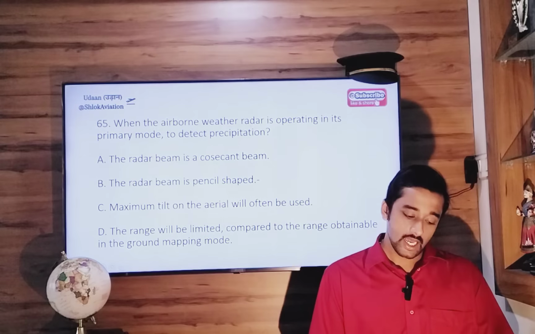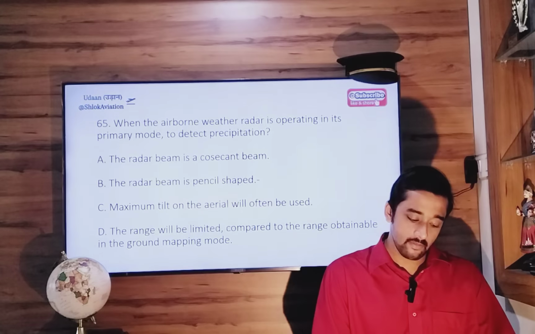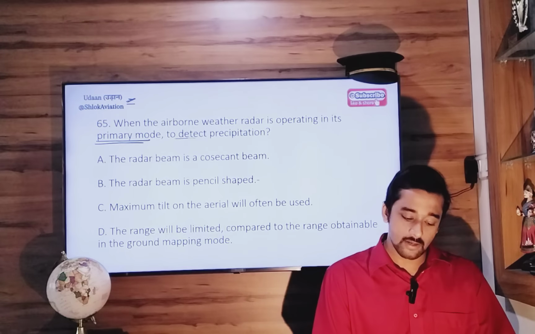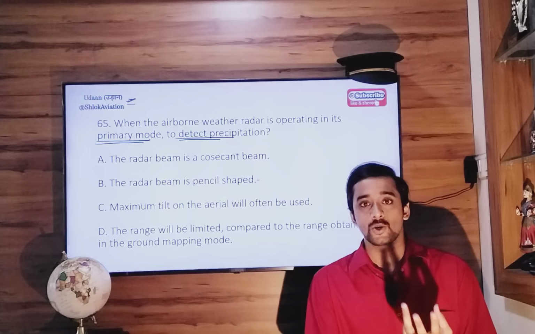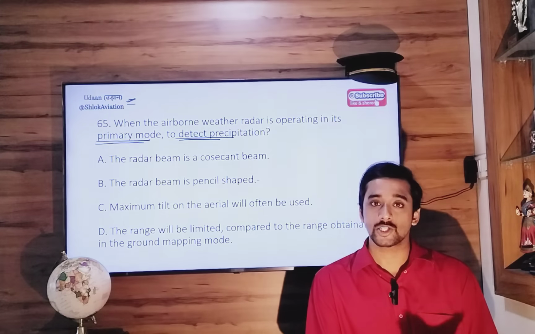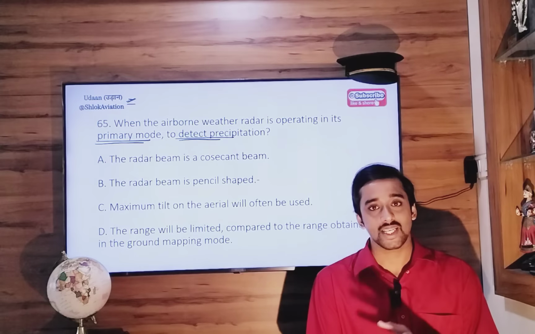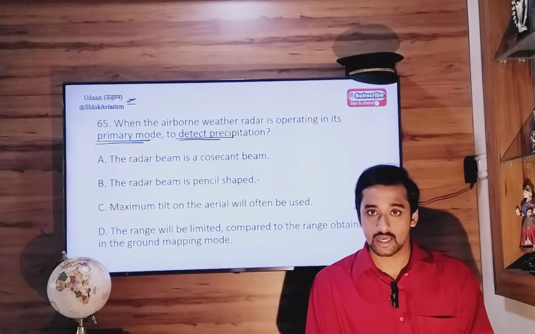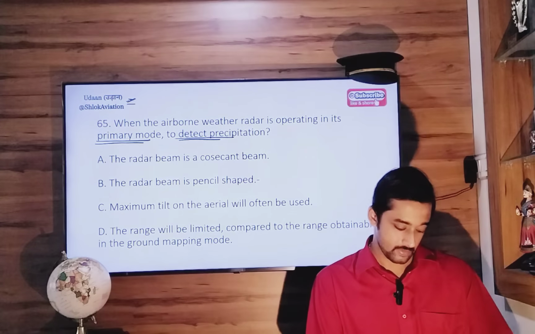65. When the airborne weather radar is operating in its primary mode to detect precipitation. Now, airborne weather radar is used for two purposes. The first one is the primary function, which is detecting weather. The second one is ground mapping.